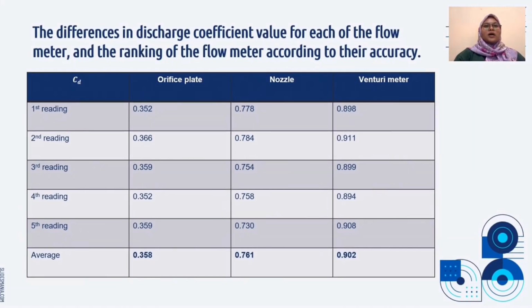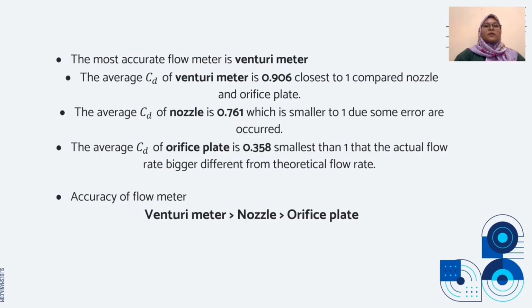From there we know that the most accurate flow meter is the venturi meter. This is because the average CD of the venturi meter is 0.906, closest to 1 compared to nozzle and orifice plate. The average CD of nozzle is 0.761, which is smaller than 1 due to some error. The average CD of orifice plate is 0.35x, smaller than 1, meaning the actual flow rate is very different from the theoretical flow rate. So the accuracy of flow meter is venturi meter, then nozzle, and then orifice plate.